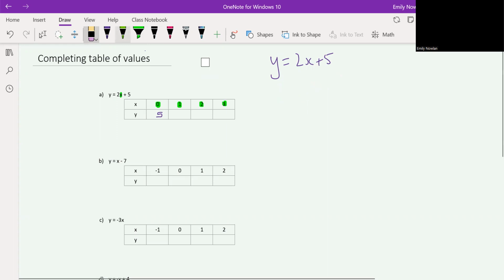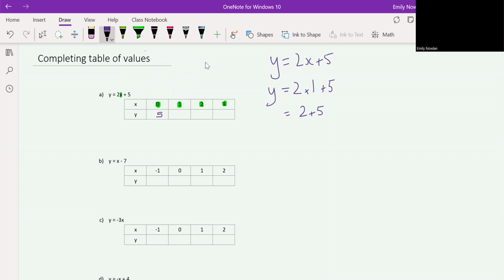Using the same rule, but this time we're going to change. So our x is now going to be 1. We're going to put a 1 in that spot. So we go y equals 2 times 1 plus 5. So 2 ones are 2, plus 5 is 7. And we put the answer 7 in there.